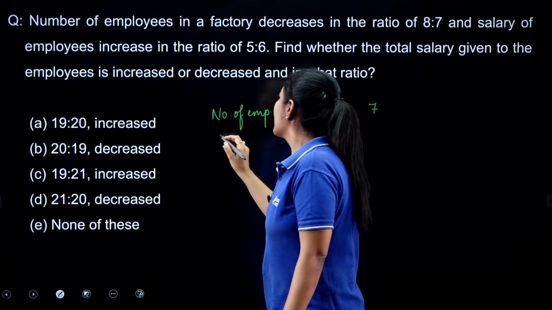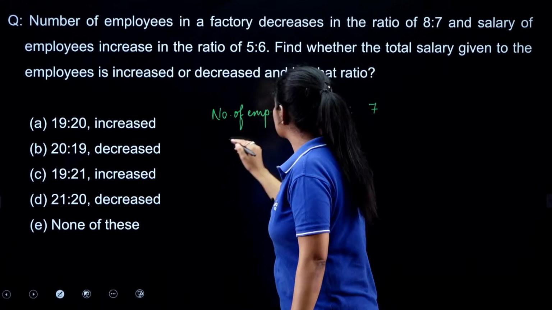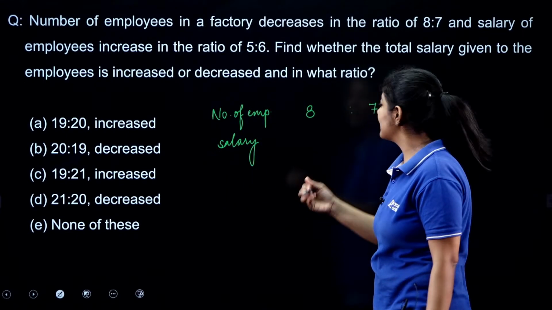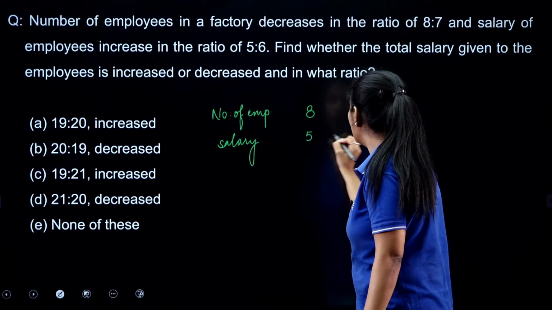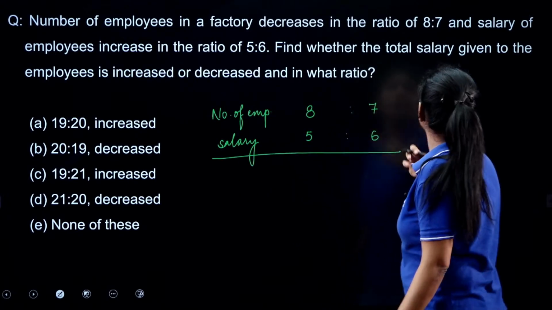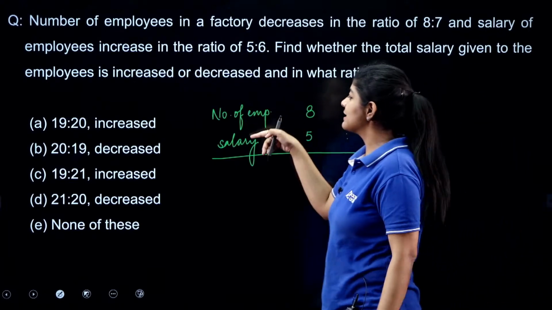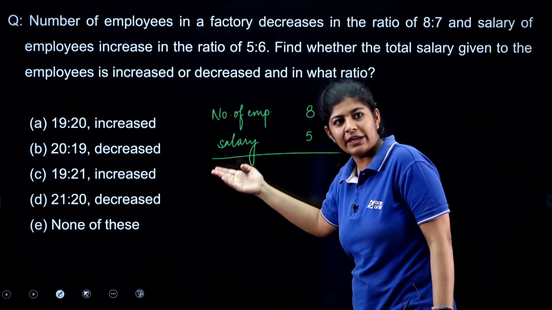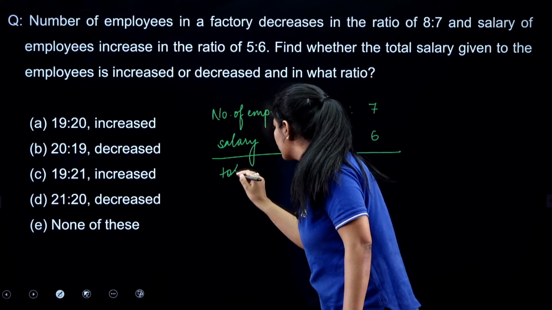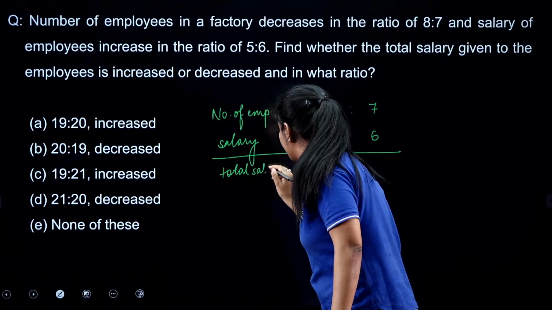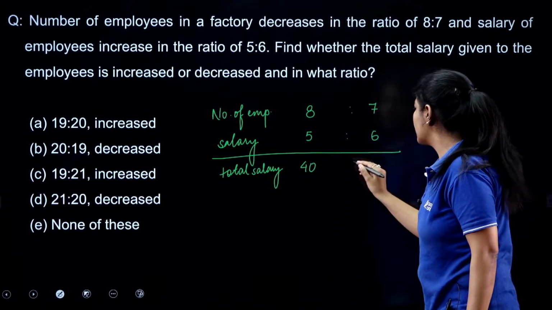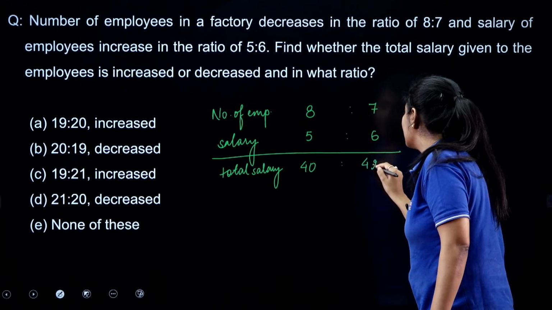Very good, Radhe. And now the question is also saying that if we are talking about the salary, initially each person is getting 5 rupees, and now they are getting 6 rupees, right? The total salary is nothing but the salary given to an individual multiplied by the number of employees. So if we have to calculate the total salary, initially we are giving 40 rupees, now what are we giving? We are giving 42 rupees.